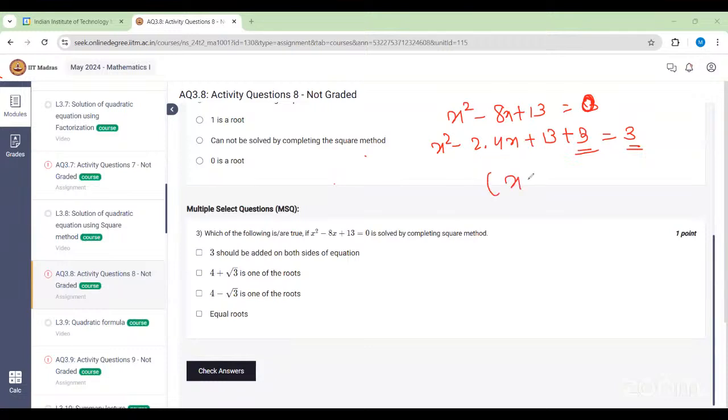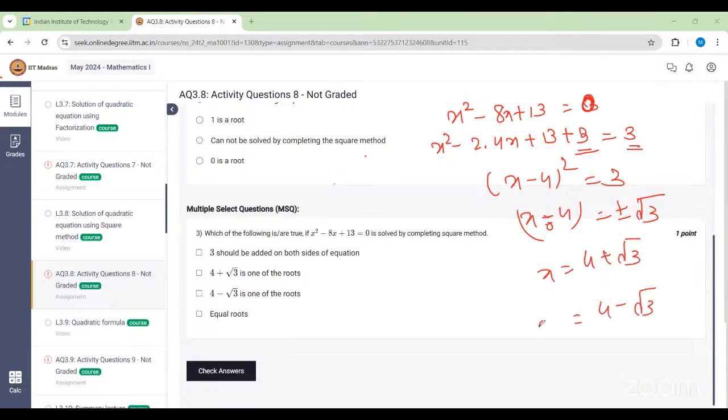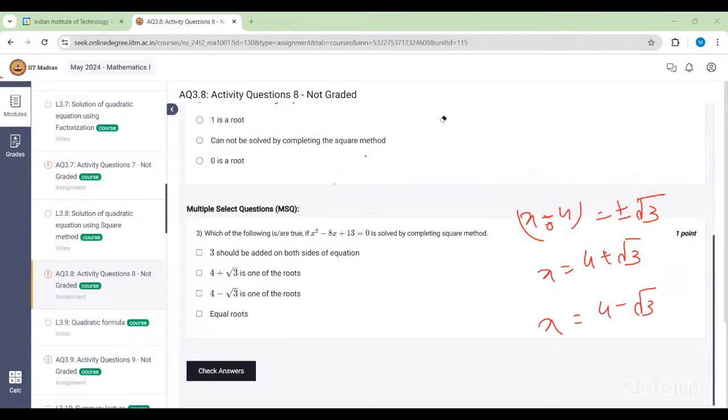So here I can write x minus 4 the whole square equals 3. So x minus 4 will be equal to plus minus root 3. That means x equals 4 plus root 3 or 4 minus root 3. When we add 3 to both sides, it does not affect the equation, because we are adding on both sides, right? We can cancel it out and get the same equation back. Okay. So addition or multiplication of any constant on both sides won't affect the equation.